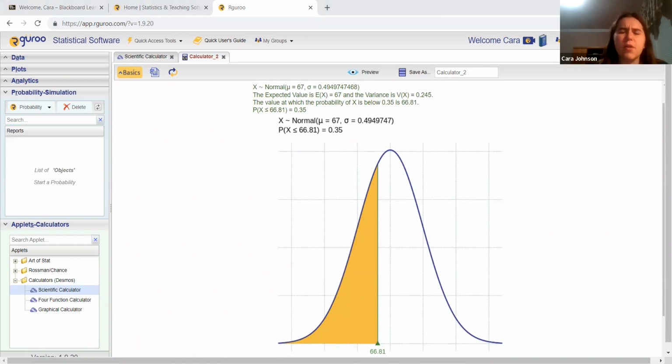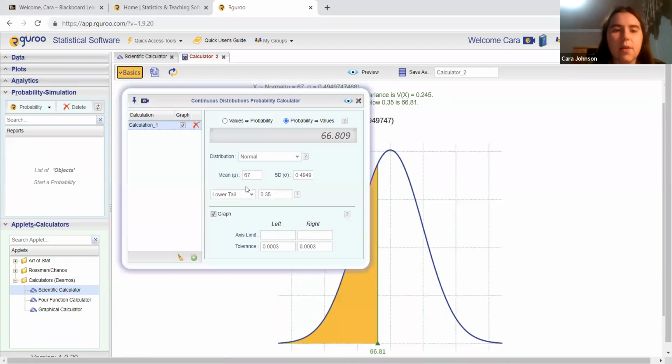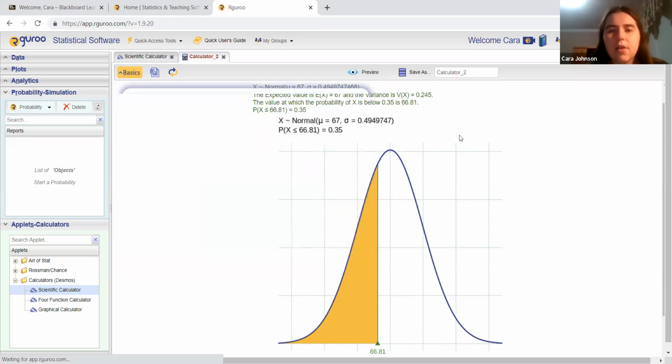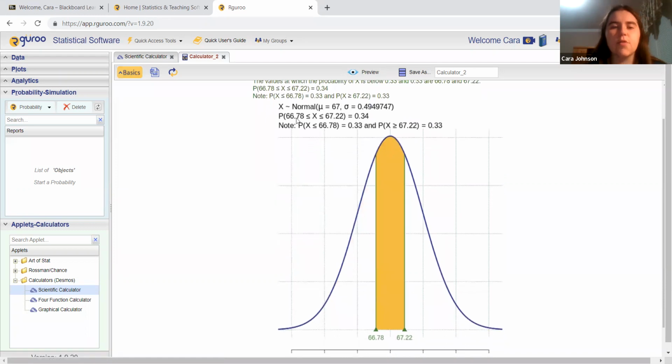The next one asks for the middle 34% of the sample mean heights. If I have 34% in the middle, then my remaining amount is 66% divided across the two edges. 66 divided by 2 is 33. So I have 34 in the middle and 33% on each of my edges. That means I'm going to put between tails, and it's going to be 0.33 for both. So my middle 34% is between 66.78 and 67.72.